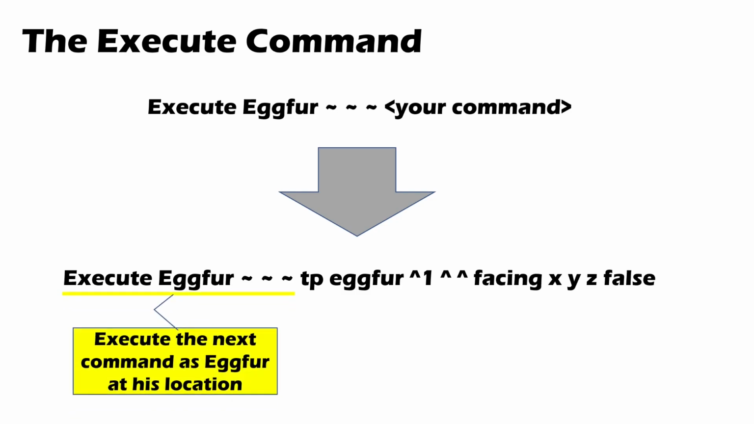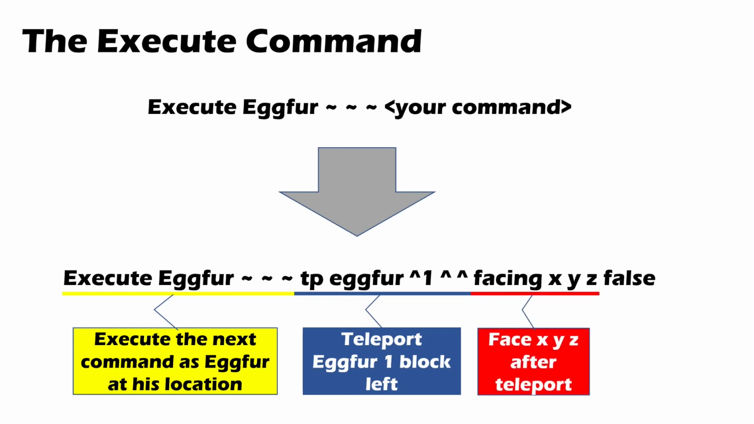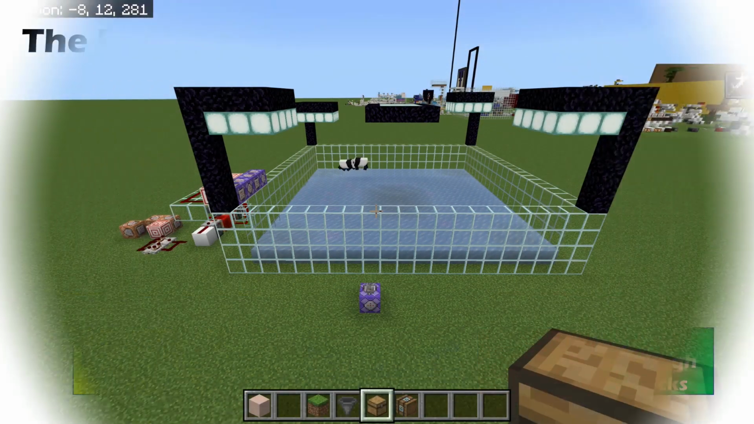And that first bit is running the command as me at my location. The next bit is teleporting myself one block to the left. And then as I teleport, I turn to face a specific XYZ coordinate, which will be the center of my build. And the false at the end allows me to pass through blocks as I'm rotating round rather than getting blocked by them. And that's it. So let's go put it into practice.